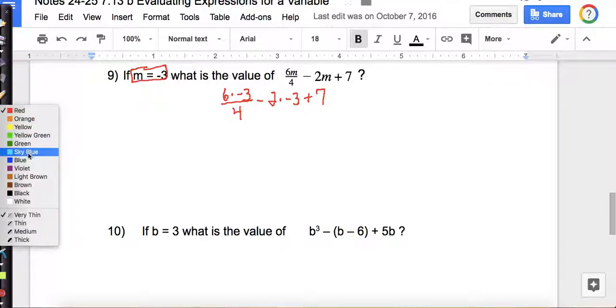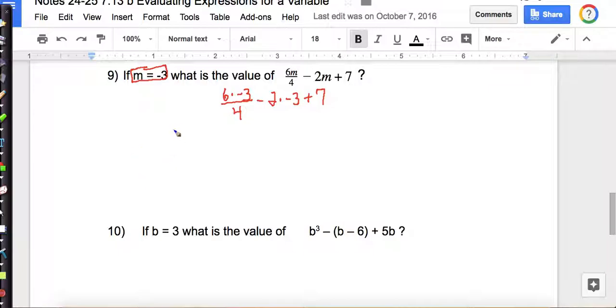Now I'm going to switch colors here. Now, once again, this is very similar to the previous problem we did, and we just said that when we have an operation to do on the top or bottom of a fraction, I go ahead and circle it. So 6 times -3 is -18 divided by 4 minus 2 times -3 plus 7. So now my grouping's done.